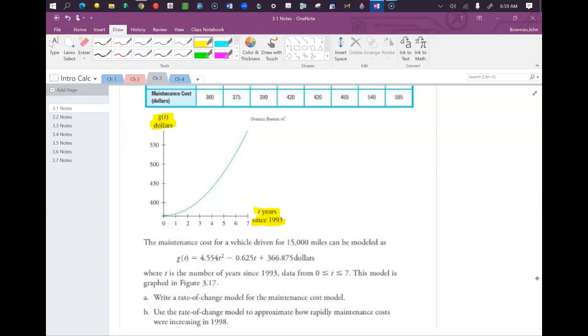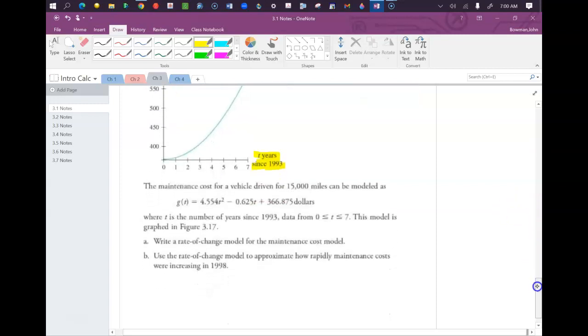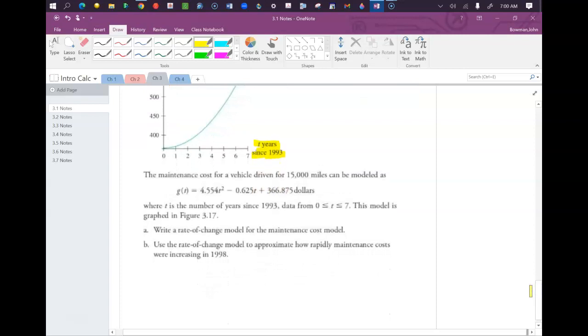4.554 t squared minus 0.625 t plus $366.875, where t is the number of years since 1993. The data range from t values of 0 to 7, and there's a graph of that function up there. Write a rate of change model for the maintenance cost model. In other words, part A is saying, find the derivative of g of t. So we're going to use a couple properties here. We're going to use the power property, we're going to use the constant property, and we're going to use the sum difference property.